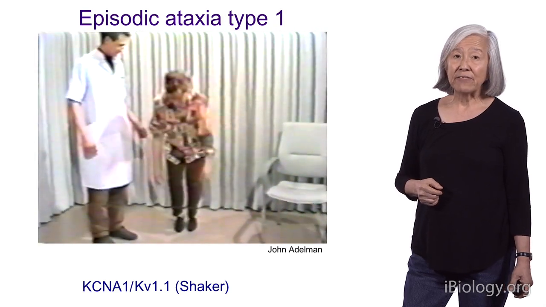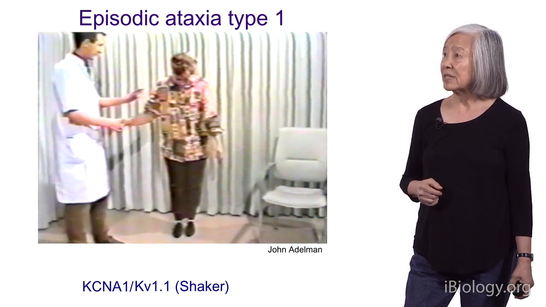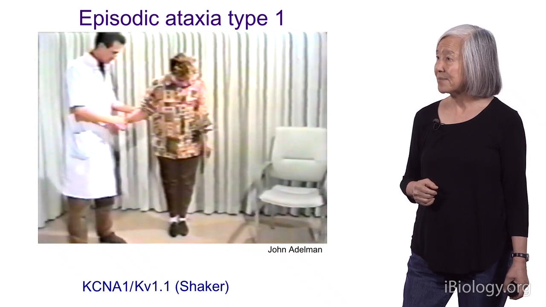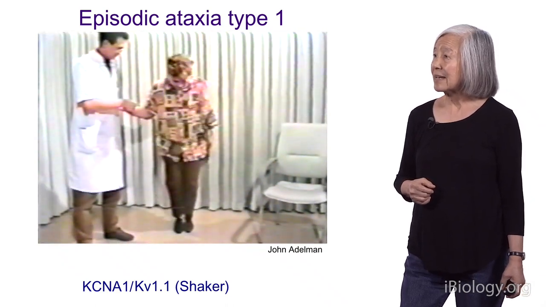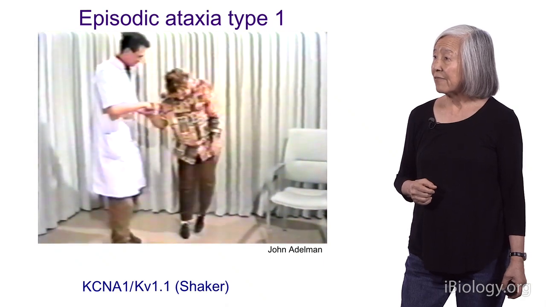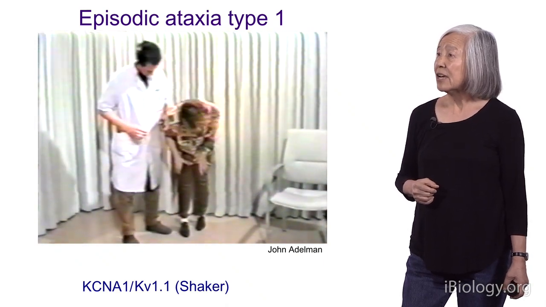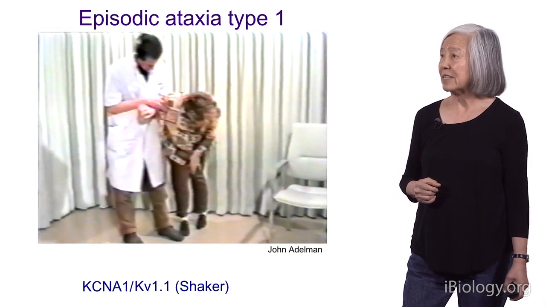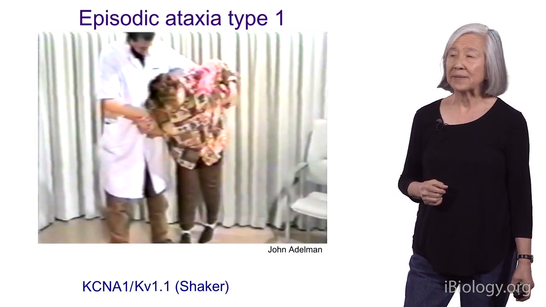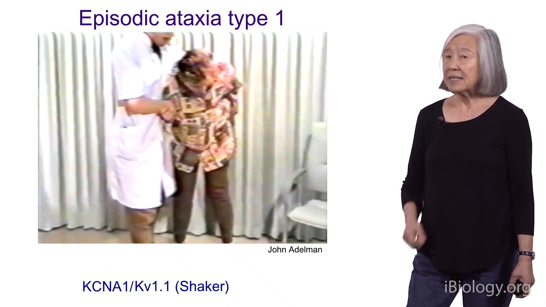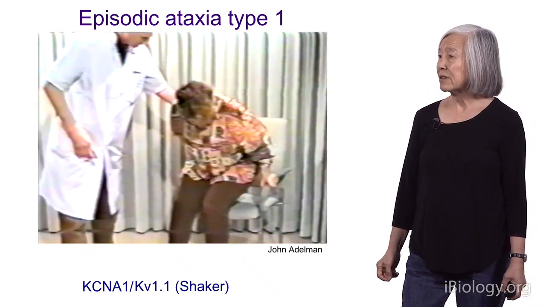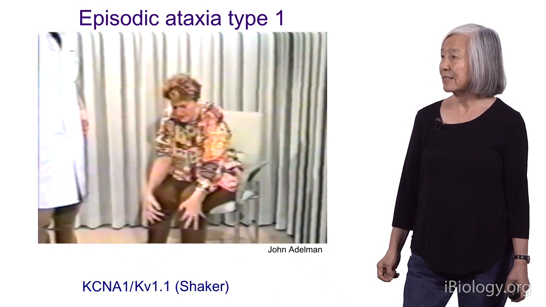John also made a video of a patient with episodic ataxia type 1. We see that moderate levels of physical activity will precipitate the uncontrollable movement of the limbs of this patient. The disease is caused by mutation of Kv1.1, or KCNA1, the human gene.